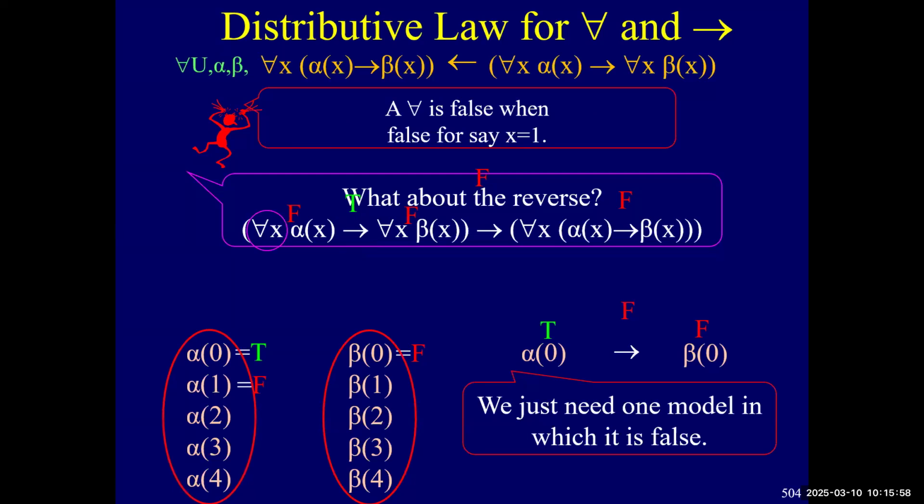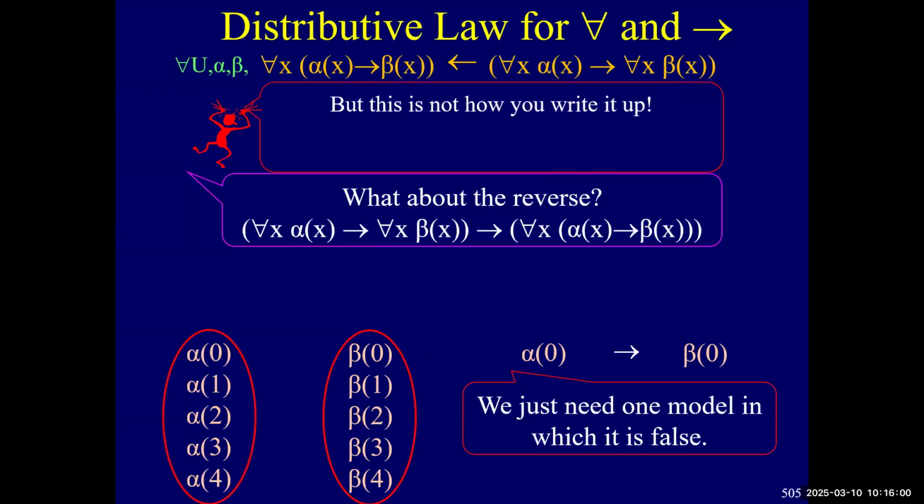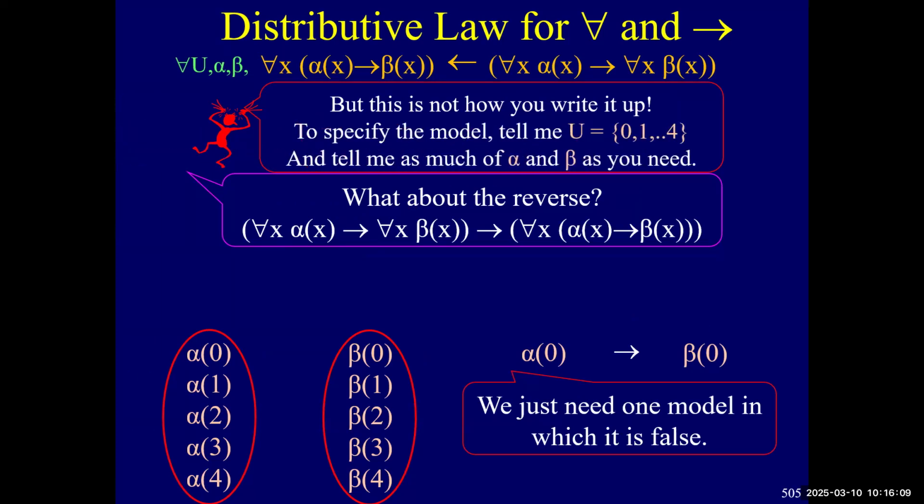Does that make sense? And then now we have to write it up. How you write it up is you have to tell me what the model is, and you have to tell me as much of alpha and beta as you need. So we can just say, I don't know why I had said all the way up to 4, we could say that there's only 2 objects, 0 and 1, and here are some values for them. And then you go up and say, well, for all beta is false, for all alpha is false, so this side's true.